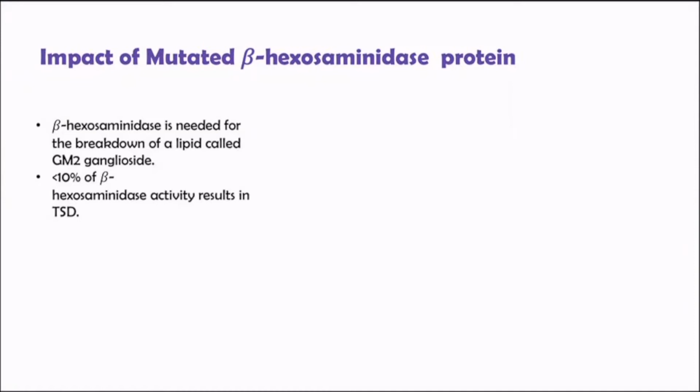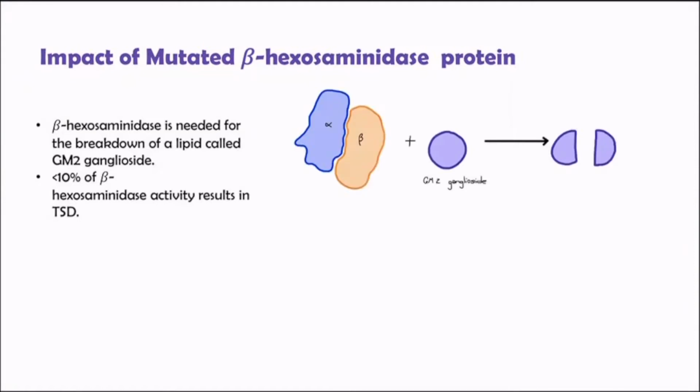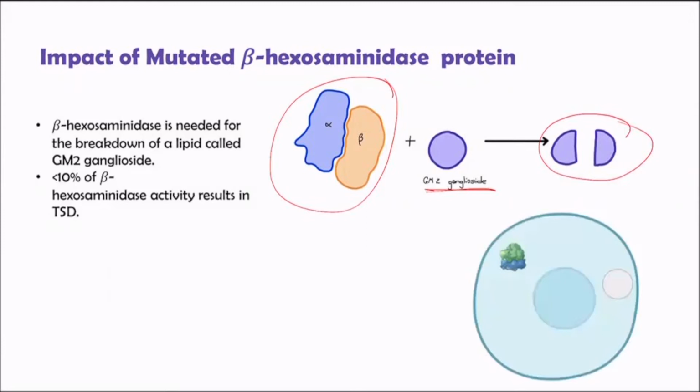Beta-hexosaminidase is needed for the breakdown of a lipid called GM2 ganglioside. So what it does is that this enzyme will take the GM2 ganglioside and break it down. And this all occurs in the lysosome. So this is where you find the beta-hexosaminidase.